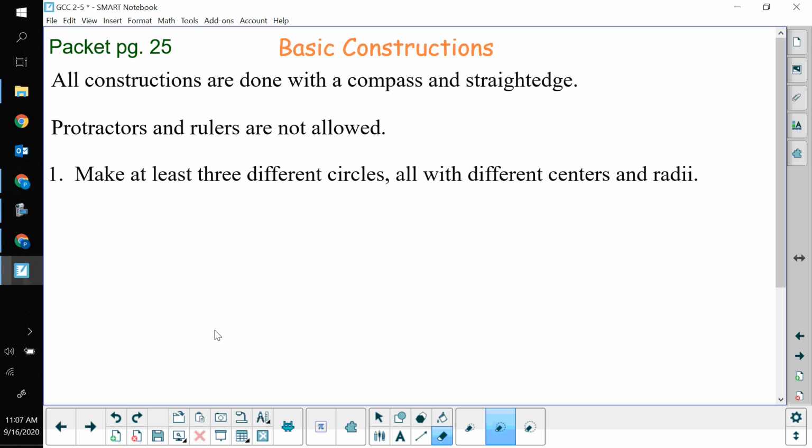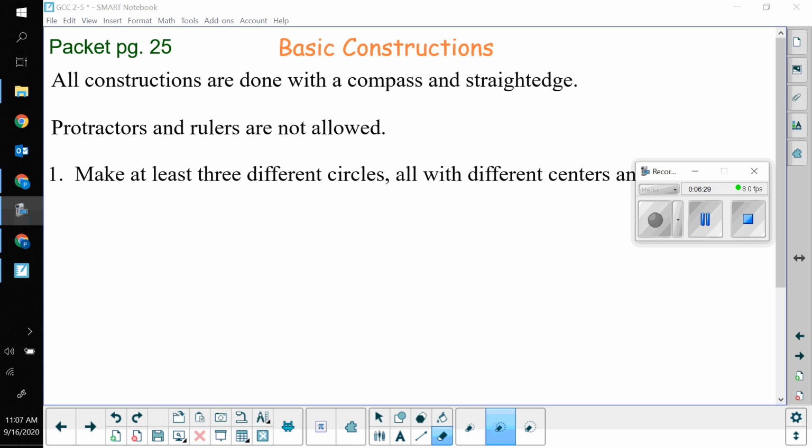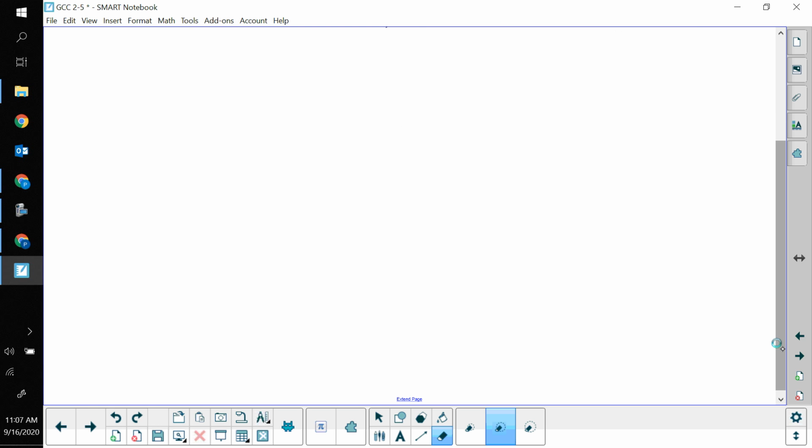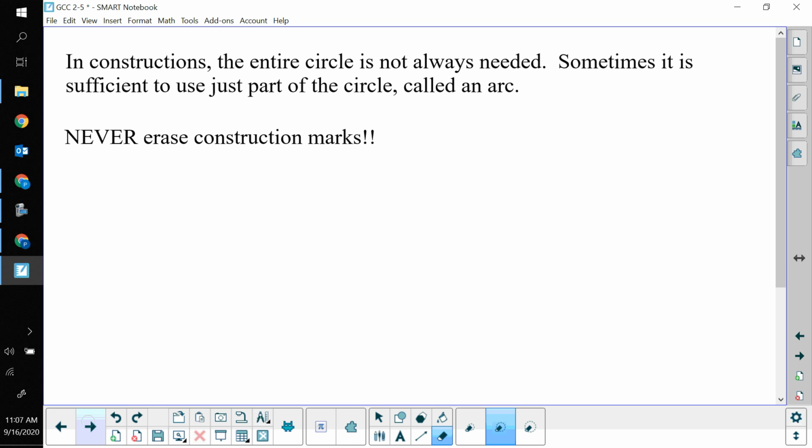So pause the video and make 3 different circles, all with different radii. So switch your compass, how far open it is, so you can make them with different radii. So pause the video. When you're done doing those 3, you can restart the video. Okay, so hopefully you have those 3 circles and you feel comfortable with drawing arcs with the circles.